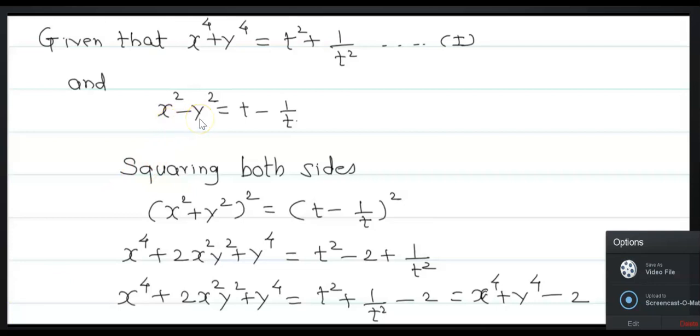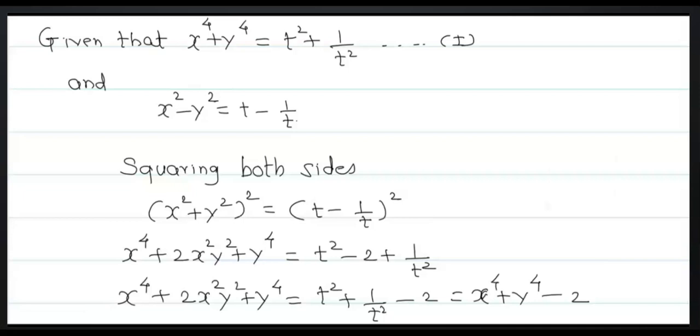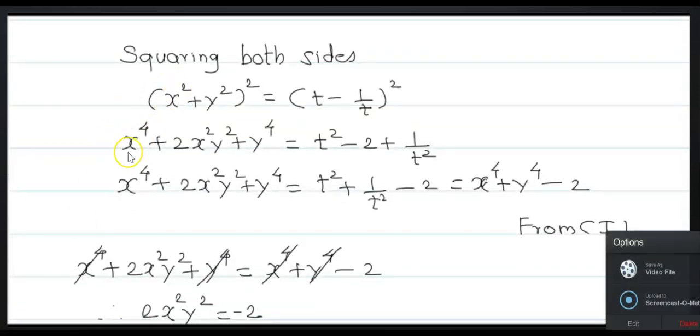And x square minus y square is equal to t minus 1 upon t square. Now squaring on both sides, you will get x square plus y square, whole square, is equal to t minus 1 upon t, whole square. If you expand it, you will get x raised to 4 plus 2x square y square plus y raised to 4, and the expansion of this is t square minus 2, that is 2 into t into 1 upon t.